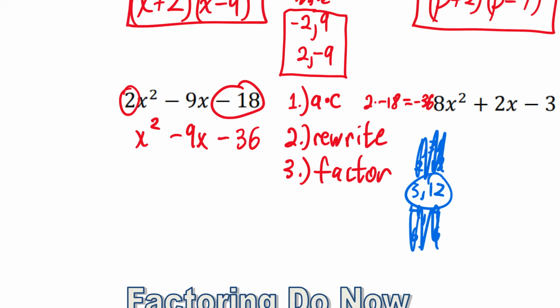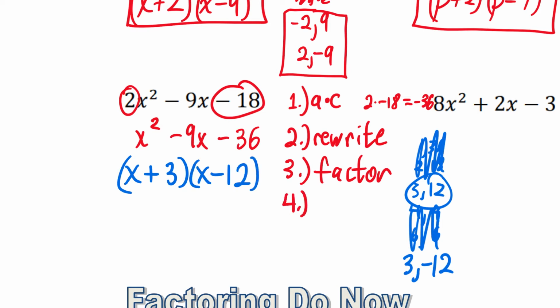Now, just like before, one needs to be positive, one needs to be negative. Which one needs to be which? So we're going to have 3 and negative 12, because 3 times negative 12 is negative 36, but 3 plus negative 12 is negative 9. So that's what I want right there, 3 and negative 12. So I'm going to have x plus 3 and x minus 12.